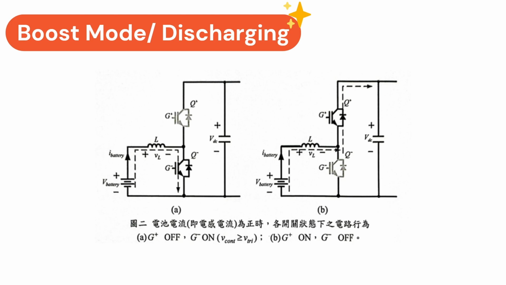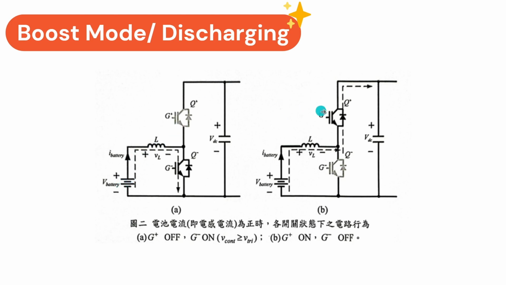So in this case, when it's in the boost mode, we have the first case where the G positive MOSFET is off and the G negative MOSFET is on. In this case, the battery will charge the inductor and current goes through G negative. The pulse goes through the inductor and goes back to the battery, and the voltage in the inductor will have the same voltage as the V battery.